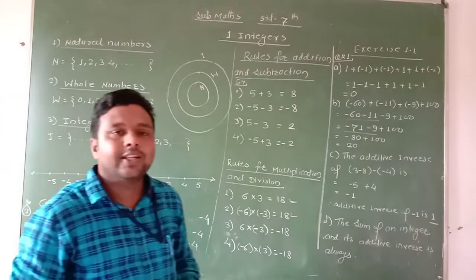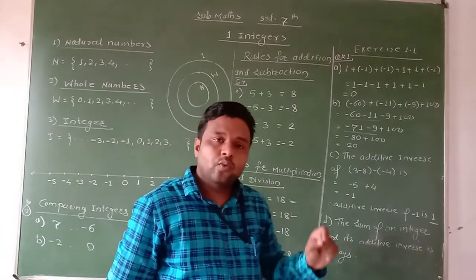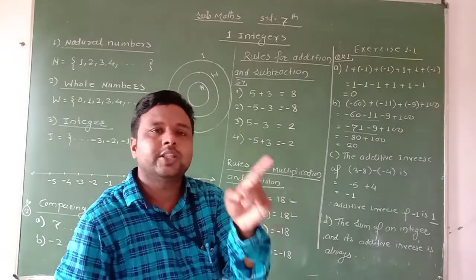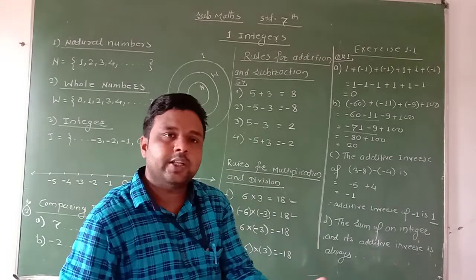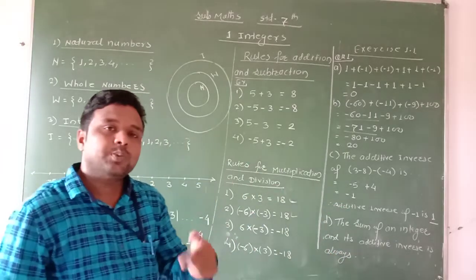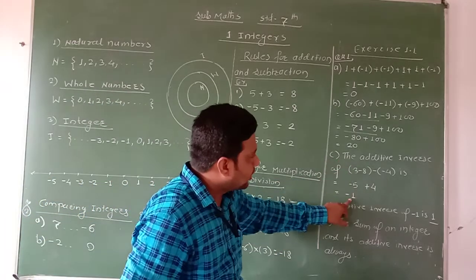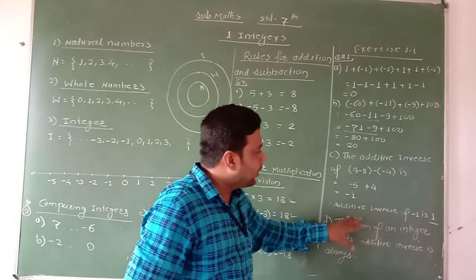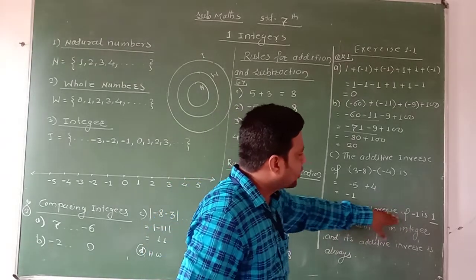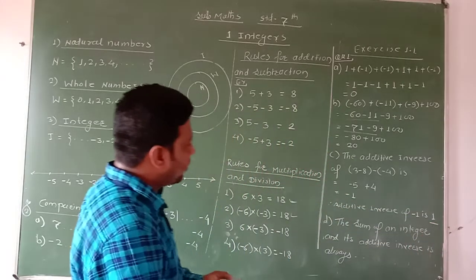And here we have to write its additive inverse. Now students, remember that for writing the additive inverse of any integer, simply you have to change their sign. If it is negative integer, then its additive inverse is positive. If it is positive, then its additive inverse is negative. Here we get the answer minus 1. Therefore, its additive inverse is what? Plus 1. Therefore, our answer is here additive inverse of minus 1 is 1. Clear? Now see the next question.